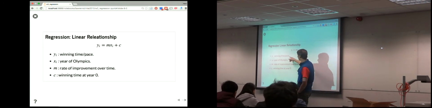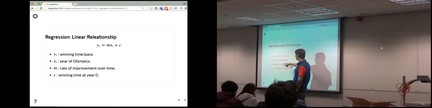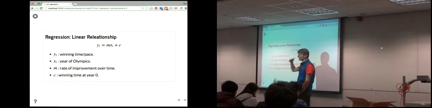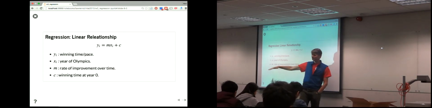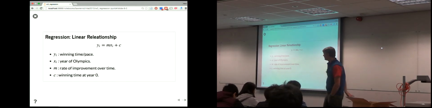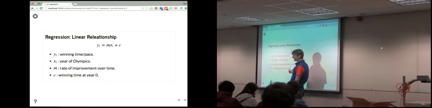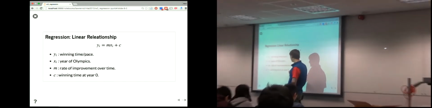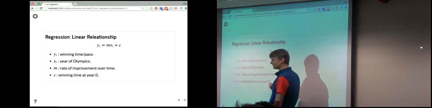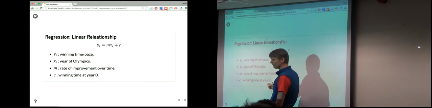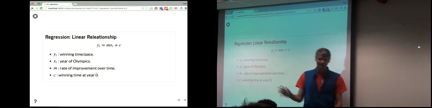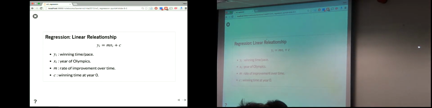Now, these linear models have some sort of interpretation. So y_i is the winning pace, in minutes per kilometer. x is the year of the Olympics. m is a gradient, so it's actually a rate of improvement, of human improvement over time. And c is the winning time at year 0. So it's not Jesus, because he was just being born then, so he couldn't have run the marathon. But it's like Jesus' mum and dad, Joseph and Mary, that's how fast they would have run the marathon, in theory. That's what the model says.